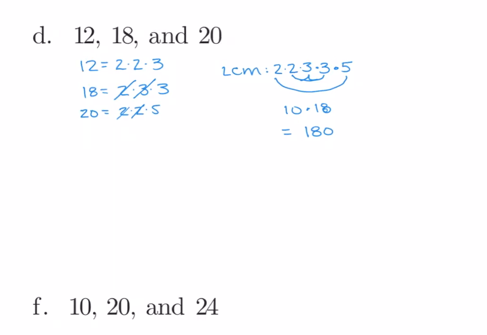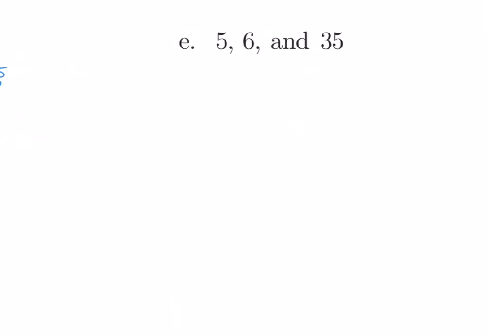All right, let's try a couple more examples. Let's look at example E. All right, 5 is equal to just 5. 6 is equal to 2 times 3. And 35, if we factor that, we should get 5 times 7.